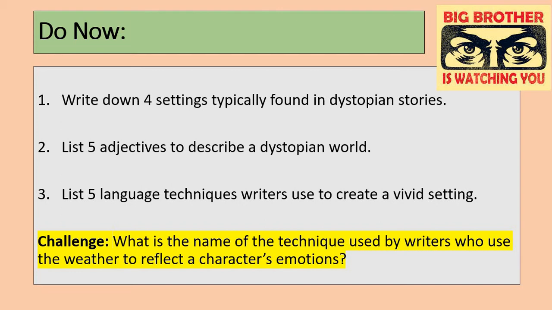And then if you really want to push yourself, have a go at the challenge in the yellow. What's the name of the technique used by writers who use the weather to reflect a character's emotions? Give yourself 5 minutes, pause the video, have a go at those 3, possibly 4 questions, and then come back.